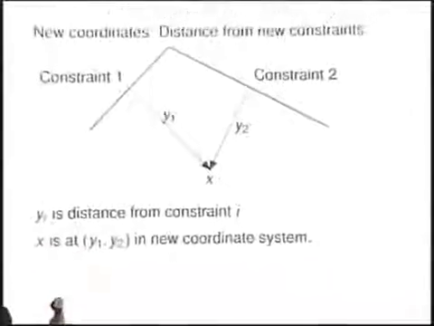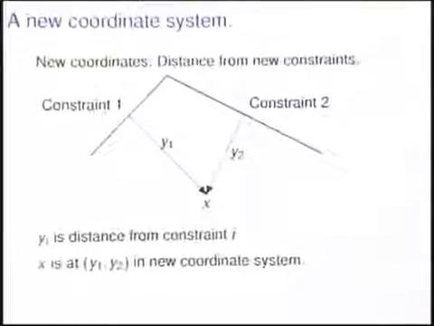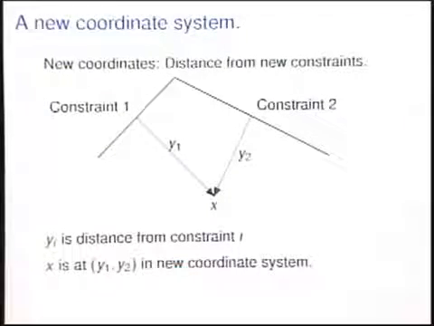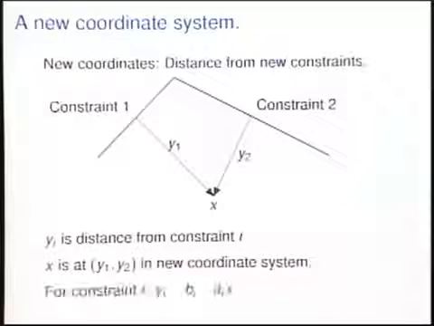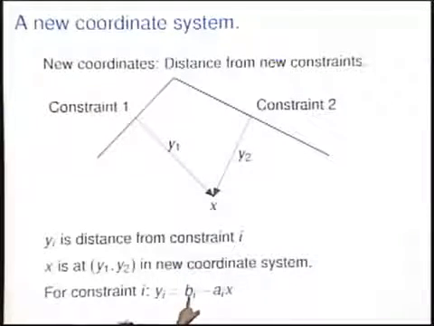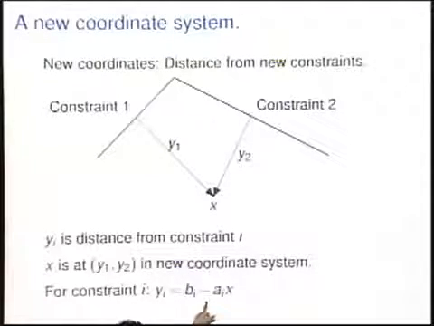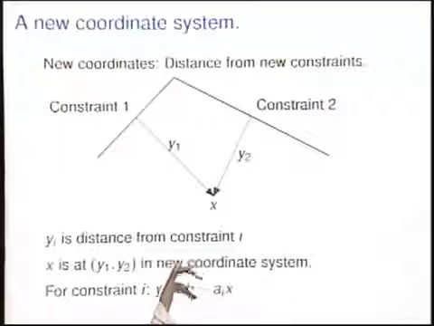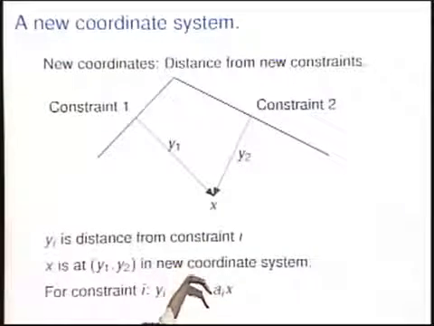This is a little scary, because now you have to redefine everything in terms of this new coordinate system. How do I compute my distance from this constraint? This is not too bad. You just multiply a times x, and then you subtract it from b_i. That is your distance from this constraint. You compute a times x, see what the value is, and compare it to b.